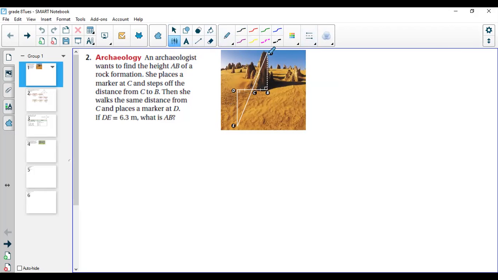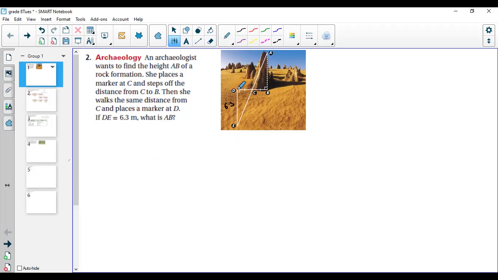Okay. So this archaeologist wants to find the height AB of a rock formation. She places a marker at C and steps off the distance from C to B. Then she walks. If DE is 6.3, what is going to be AB? Now, simply we could say AB is also 6.3, right? But no, we need proof.